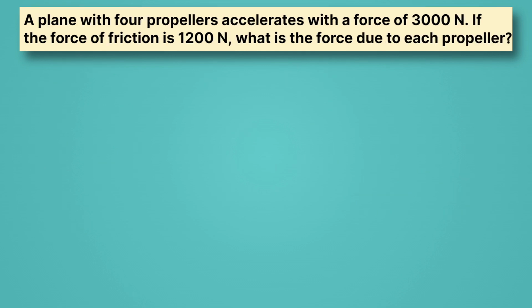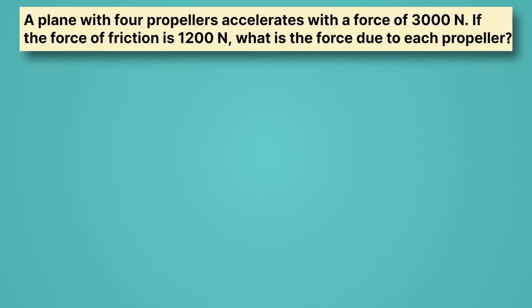A plane with 4 propellers accelerates with a force of 3,000 newtons. If the force of friction is 1,200 newtons, what is the force due to each propeller? Okay, so here what we want to figure out is the force of each propeller on this 4-prop airplane.